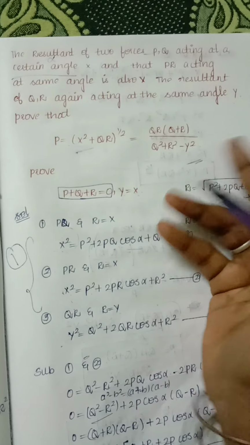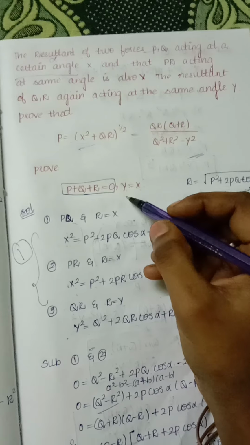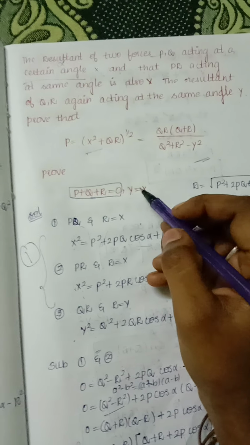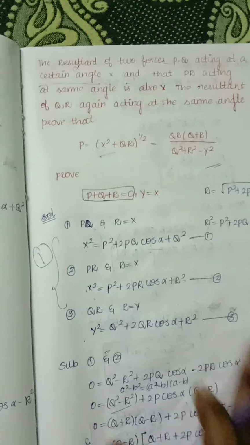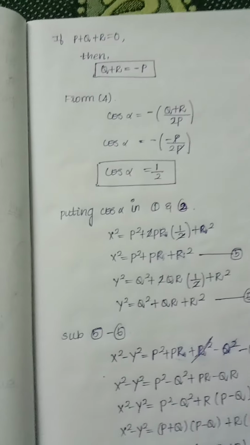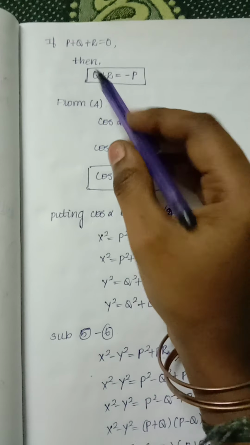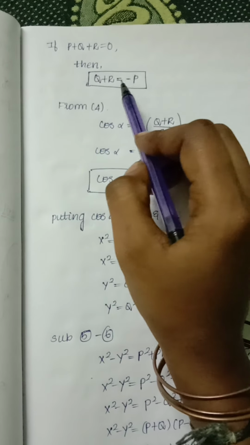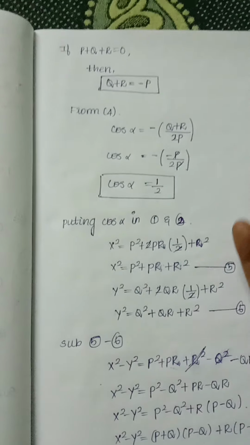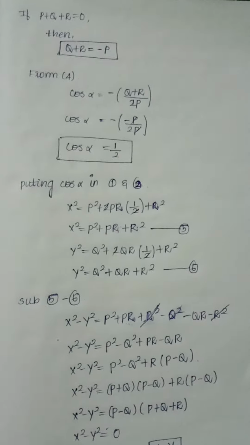Y and x are what? They are the resultants of these forces. So we want to prove that both resultants are equal. So how do we prove it? Let us assume the given condition, p plus q plus r equal to 0. So q plus r equals minus p, as our assumption, for easy simplification.